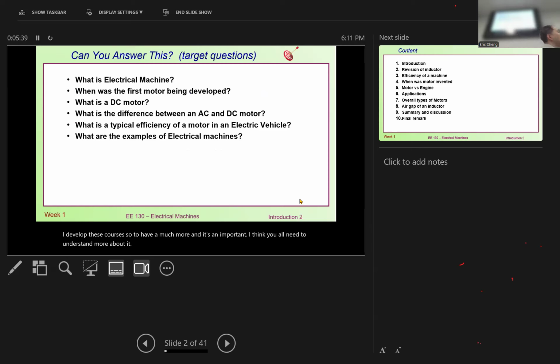So the first question we'd like to ask you is about the machine. I think you understand what it is. And then, how about history? Who developed the first motor? You can check the website, and you will be able to find a number of inventors, right? Later on we will discuss it a bit.